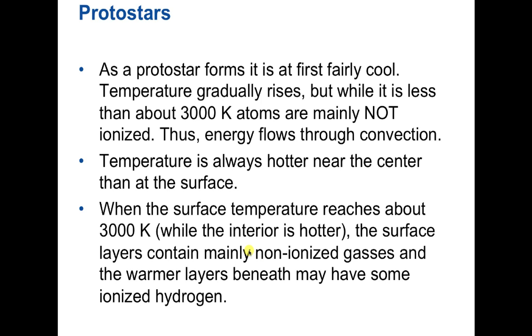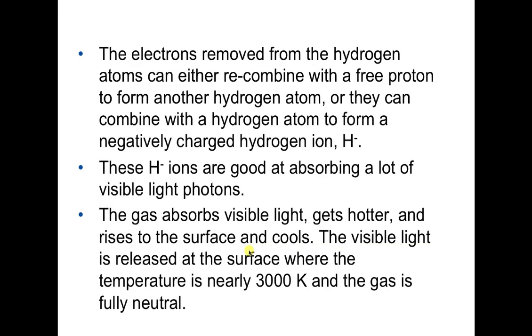Temperature is always hotter near the center of one of these things, cooler at the surface. So when the surface is about 3,000 Kelvin, the surface is just totally unionized gas. It might be a little hotter underneath, and so those warmer layers beneath the surface might have some ionized hydrogen. Not all of it will be ionized, maybe some of it will be ionized. So at the lower layers where the temperature is a little bit above 3,000 Kelvin, you'll have some regular hydrogen and you'll have some hydrogen ions, some basically just protons and some free electrons flying around.